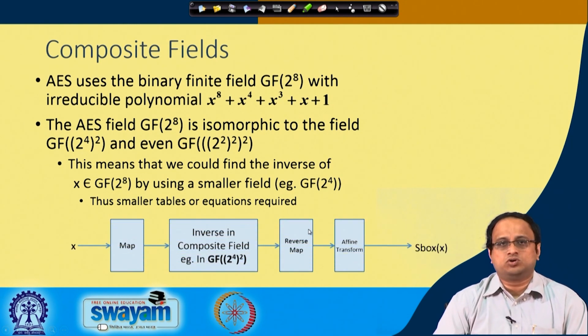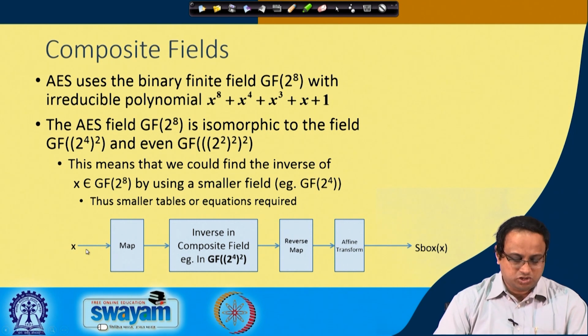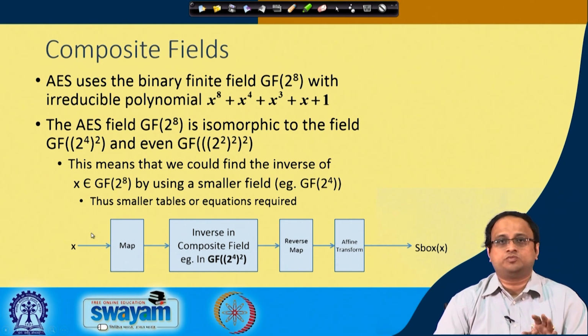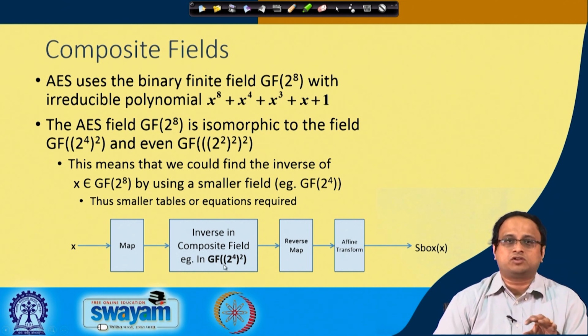So if you are able to do that, then what you will do is as follows. You will take x here, and then map this x to an element in the composite field. Remember that x was in GF2 power of 8. So now you will map this GF2 power of 8 into GF2 to the power of 4 square, and then do the inverse computation in GF2 to the power of 4 square. That means this inversion will be calculated in GF2 to the power of 4 square, and then you will do a reverse map to bring the result back to GF2 to the power of 8, and then you can do an affine transformation. Remember that the affine transformation has to be done because you finally want your algorithm to produce the correct result as per the specification of AES.